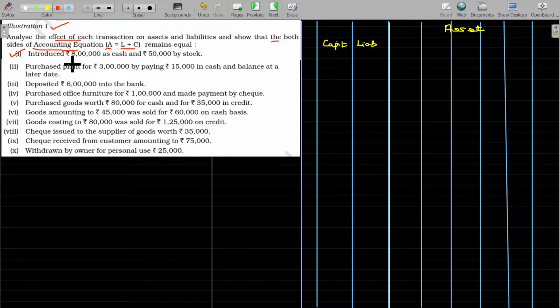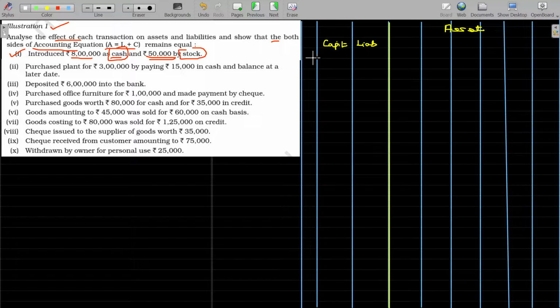The first transaction: introduced 8 lakhs as cash and 50,000 as stock. So two assets are now coming to the business. One is cash, another one is stock. If you are an accountant, write down what are the assets you have. So cash comes in as well as stock comes in. Not only that, from whom is it received, whether from the owner or a third party. If it is from the owner, then it is named as capital.